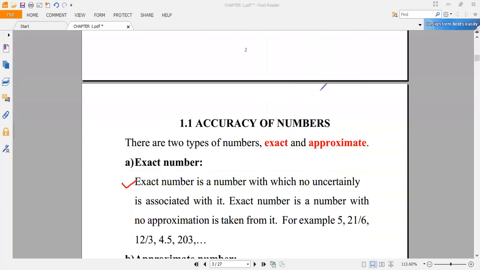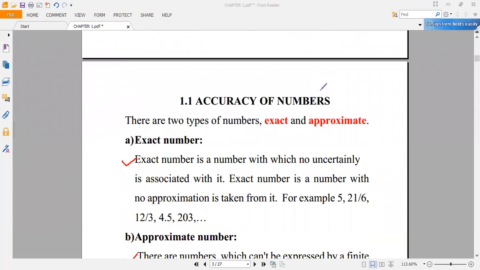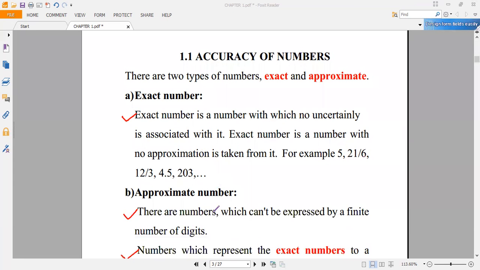So let's see, in numerical analysis, there are two types of numbers. These numbers are exact and approximate numbers. An exact number is a number that represents itself, and within an exact number no uncertainty is associated with it, and no approximation is taken. Numbers like 5, 21/6, 12/3, 4.5, 2, 0, 3 are exact numbers.